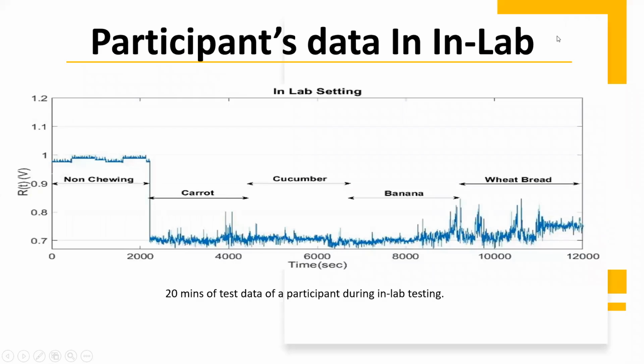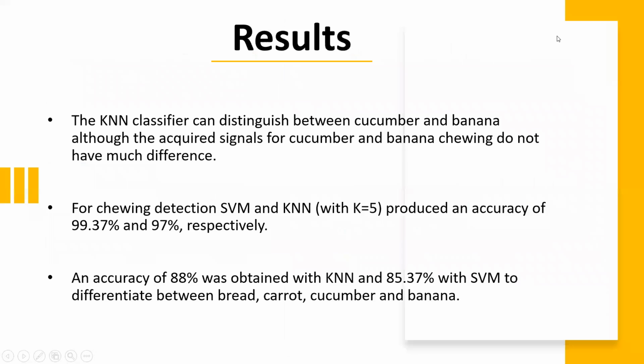This is 20 minutes of test data of a particular participant in the in-lab setting. As you can see, we can actually differentiate between non-chewing and chewing events, but it is hard for us to differentiate between the different types of food chewing events. But our algorithm does a very great job of differentiating them with good accuracy. The KNN classifier actually distinguishes them, and it gives us a very good accuracy.